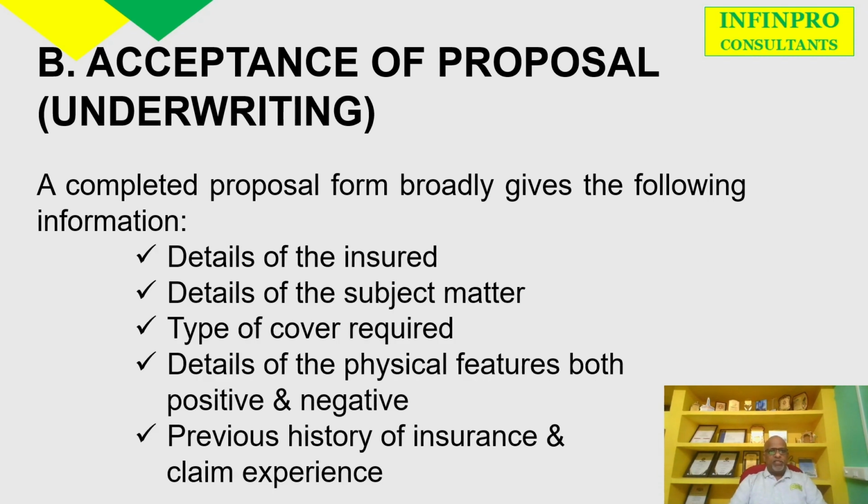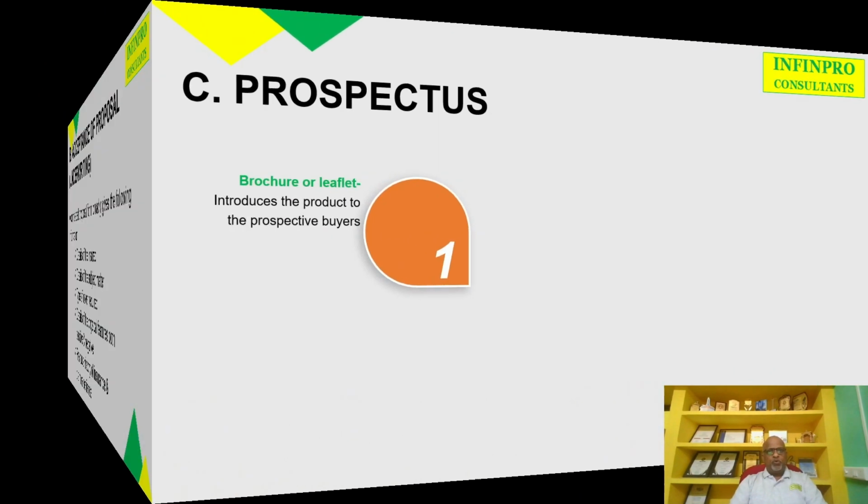Right, so what are all the details he will be checking? Details of the insured, details of the subject matter, types of the cover required, details of physical features, both positive and negative, mentioned in the proposal form, and the previous history of insurance and claim, if any, taken by the customer. Based on these details, the policy is moved into an enforce status by the underwriter's approval.